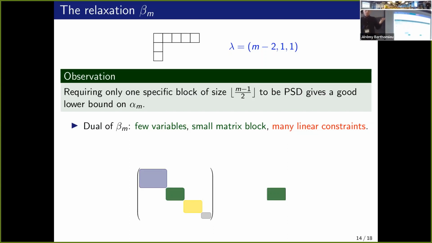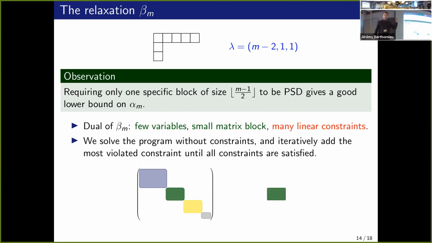And how could we compute β? We could compute this up to m is 30. So β_m has few variables with very small matrix blocks. So we went to the dual, then we have few variables, a very small matrix block with many linear constraints. And so what we did is we solved the program first just without constraints, and then checked which linear constraint is violated the most. Then we added this to the program. And then again, we checked which linear constraint is violated the most, and we add this to the program. And this procedure ended in like 100 steps. Well, the number of constraints is a million or something. So in this way, we could compute up to m is 30.